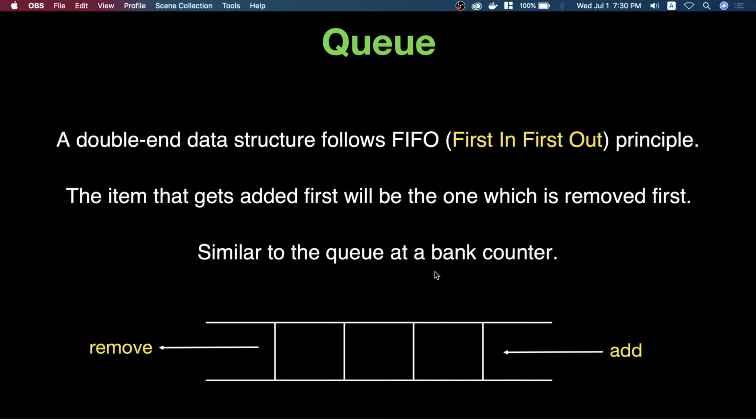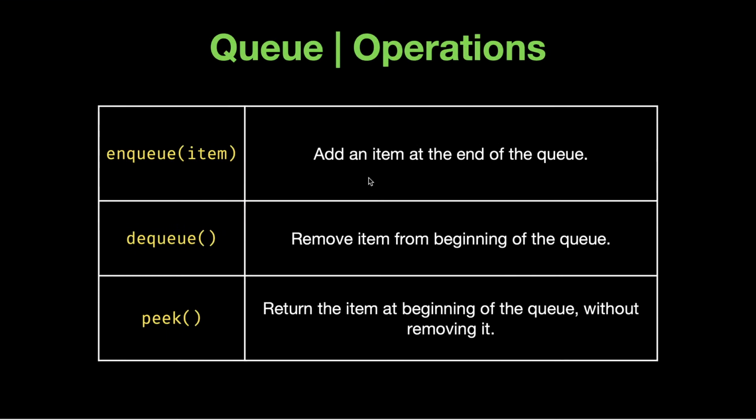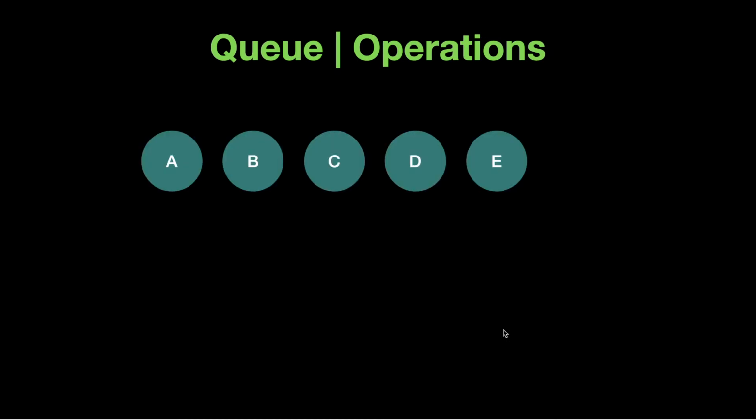So we will look at the operations in a queue. They are enqueue, dequeue, and peek. Enqueue means to add the item to the end of the queue, and dequeue means to remove the item from the beginning of the queue. Peek means to return the item from the beginning of the queue without actually removing it.